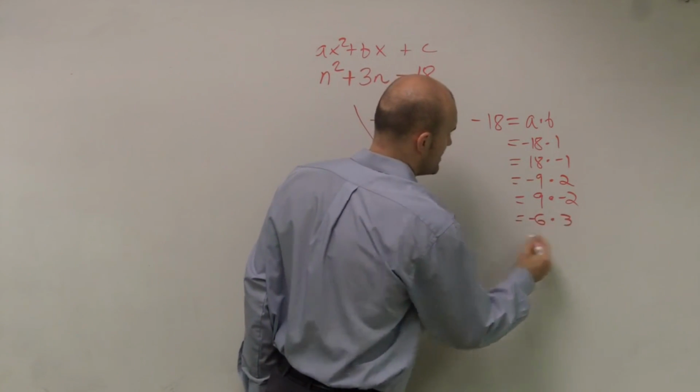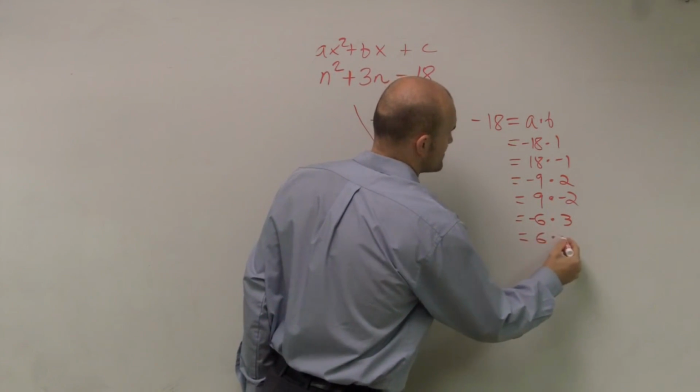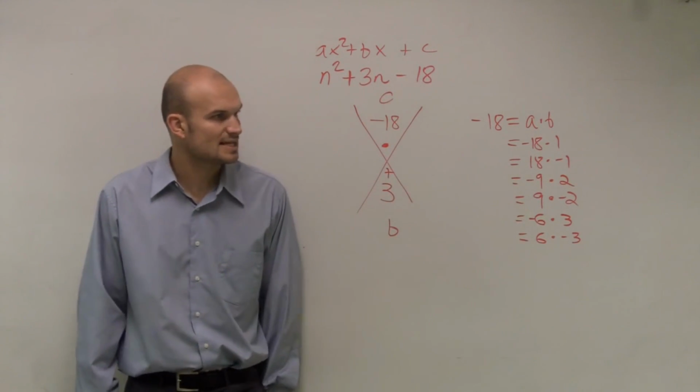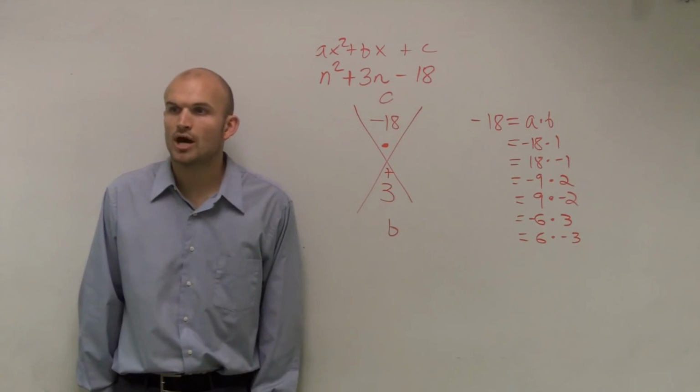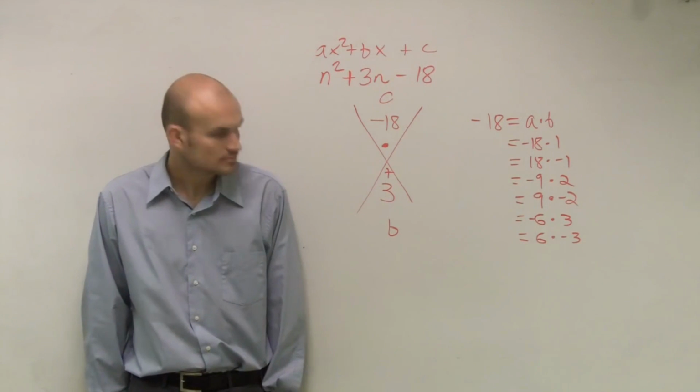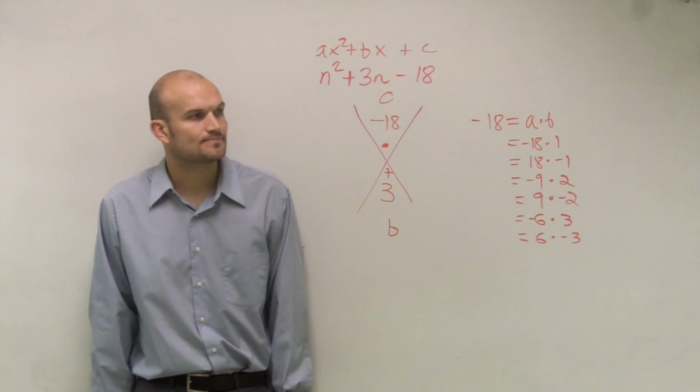Negative 6 times 3, and 6 times negative 3. Again, both of those multiply to give you a negative 18, and do one of those add to give you a positive 3? Well, here's the trick, okay?